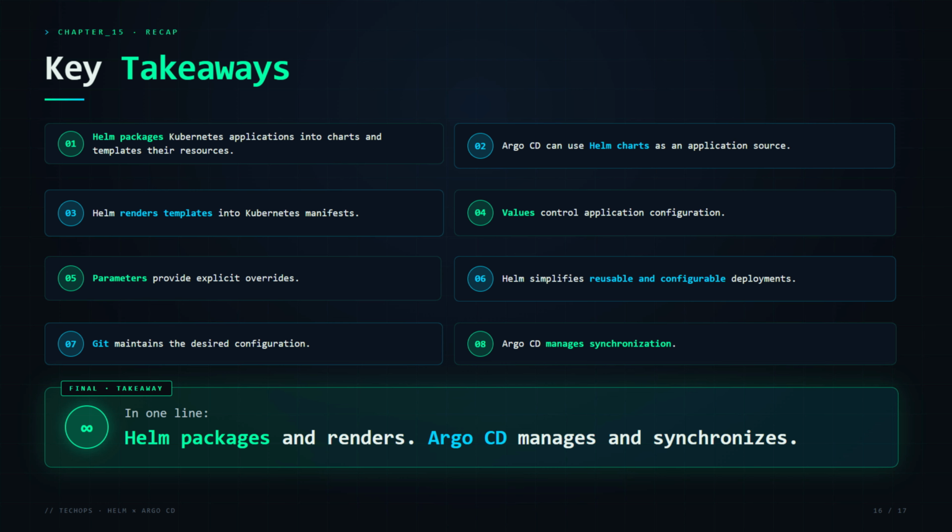Helm also makes deployments reusable and configurable across different environments. Git maintains the desired configuration, and Argo CD manages the synchronization with the Kubernetes cluster. So in one line, Helm packages and renders, while Argo CD manages and synchronizes.